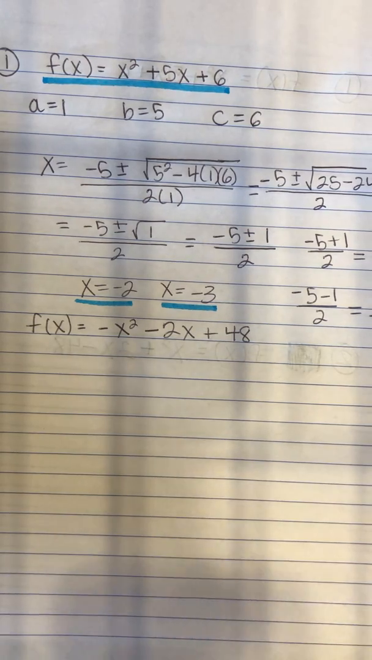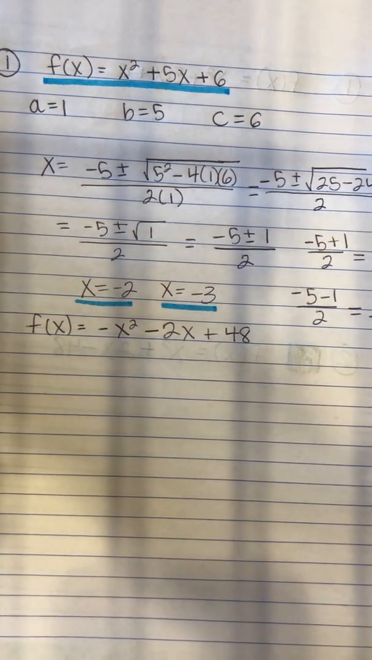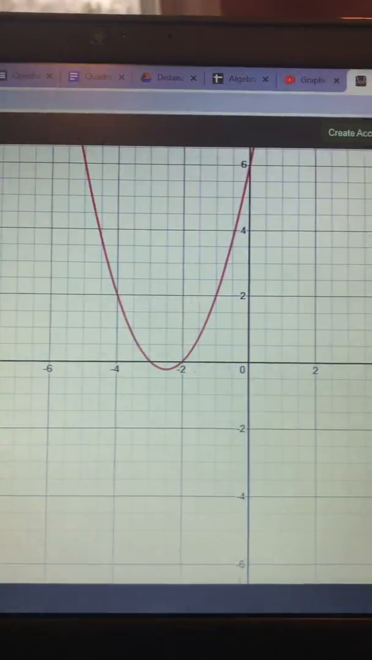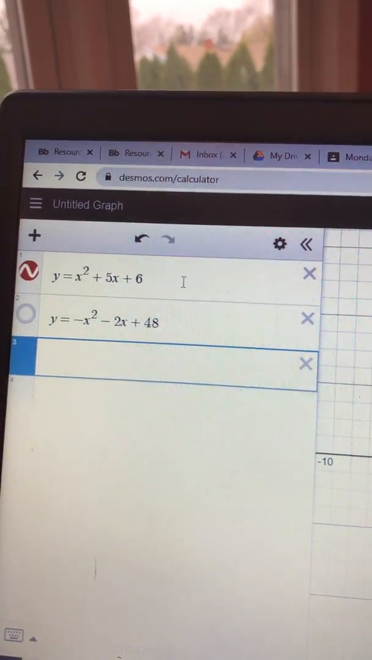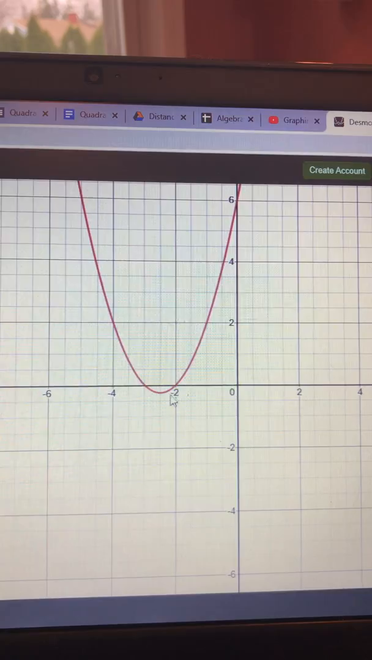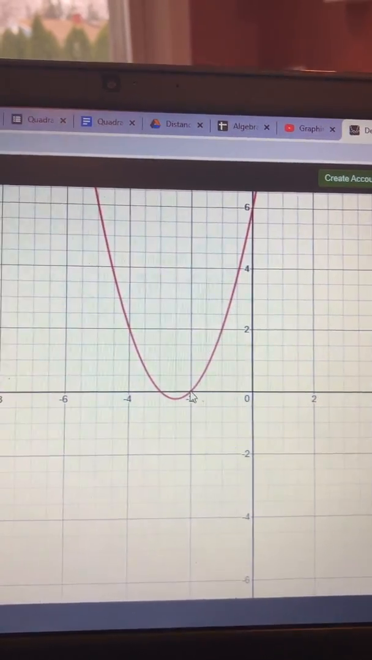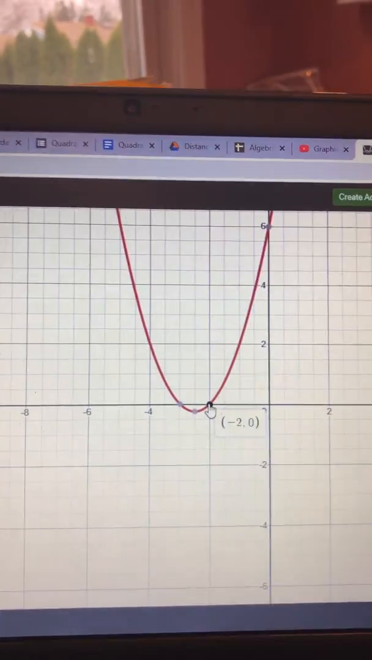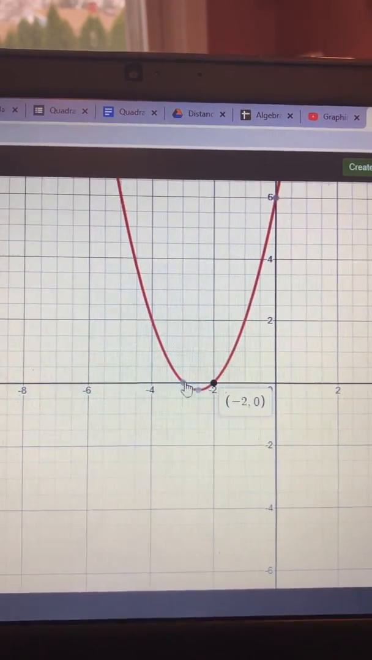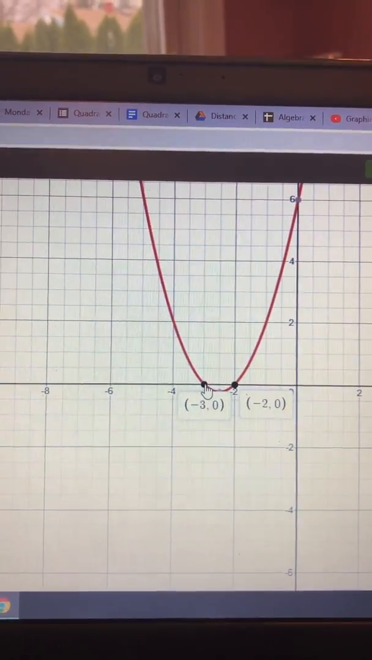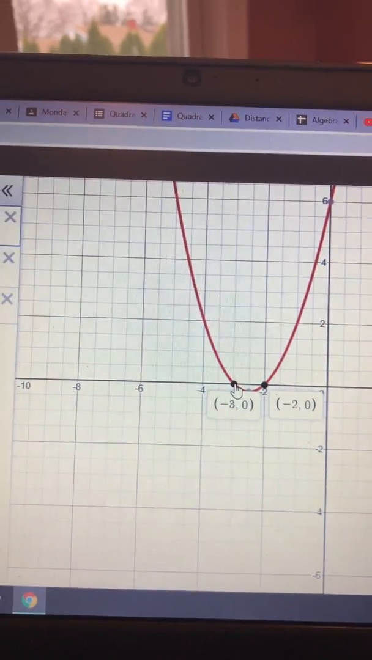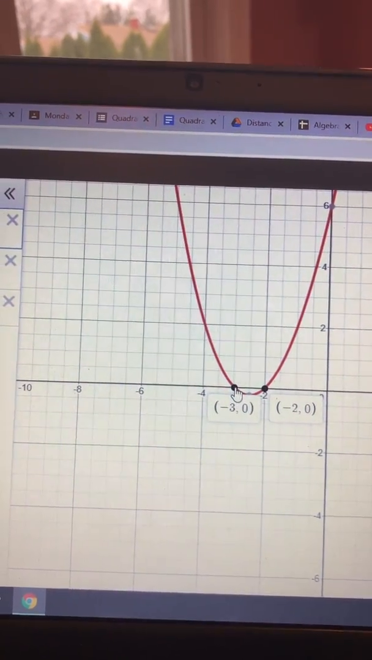When I go to graph these in Desmos, it is going to look like this. So I typed that expression, y equals x squared plus 5x plus 6 in, and I'll notice right here the two places where this graph touches the x-axis, its two x-intercepts, are negative 2, 0 and negative 3, 0, which is exactly what we got when we did those calculations using the quadratic formula.